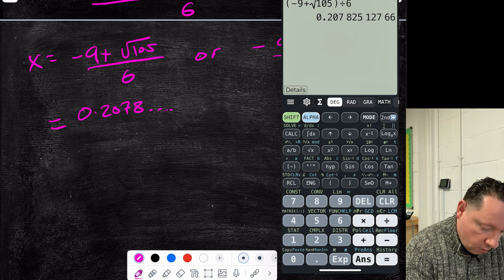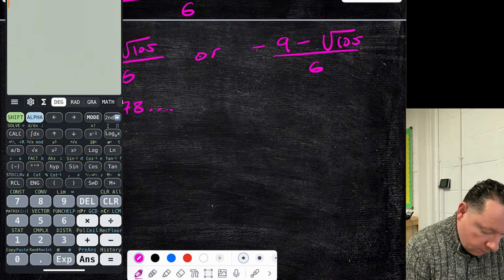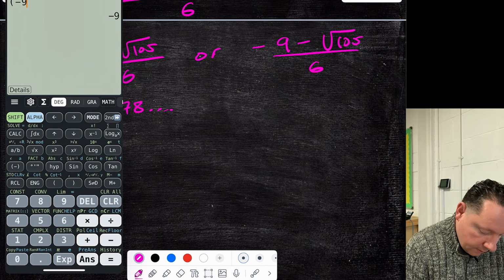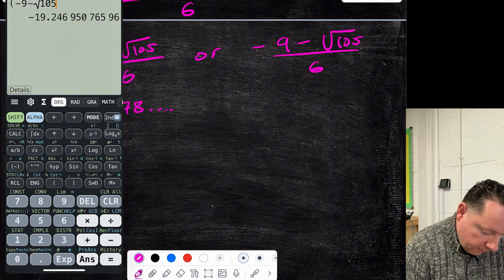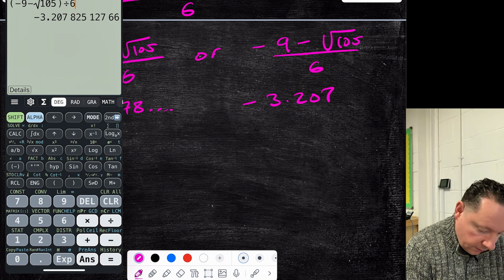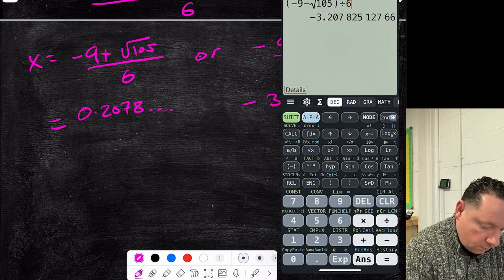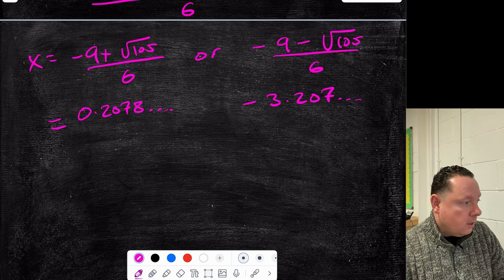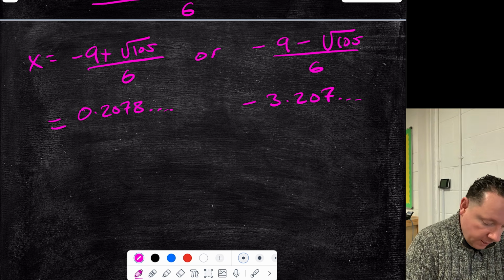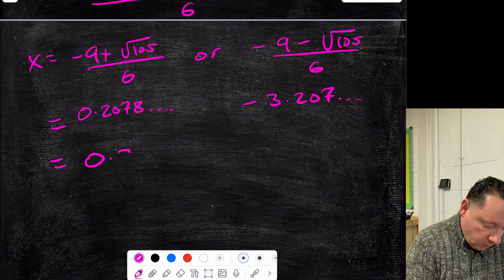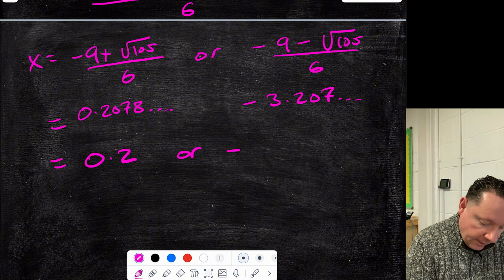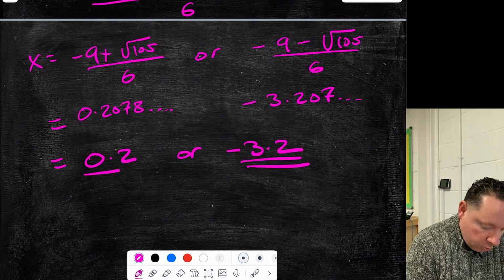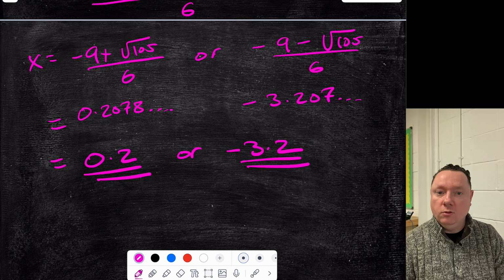I'll just put dot, dot, dot, and then the other one, brackets, minus 9 minus root 105 over 6 is minus 3.207 with a bunch of other numbers. And we'll round that to 1 decimal place, so that gives me 0.2 or minus 3.2. Always show your unrounded answers first before you round.